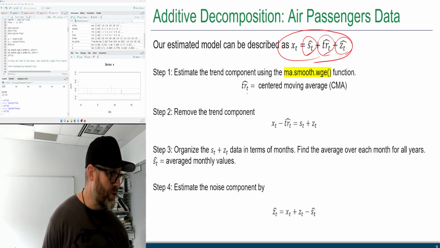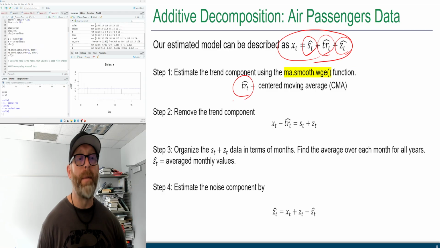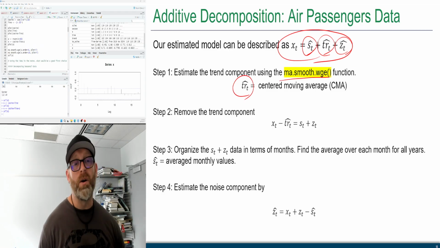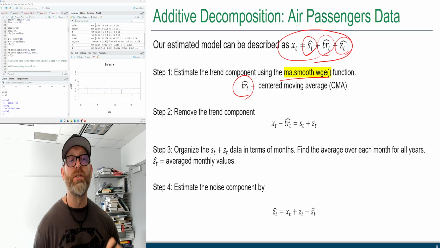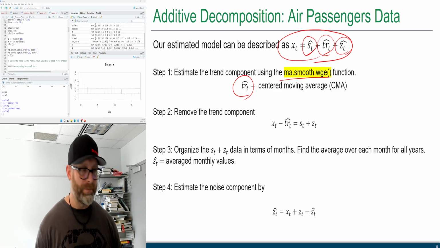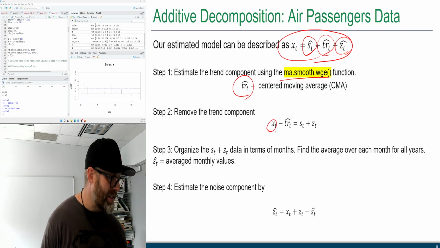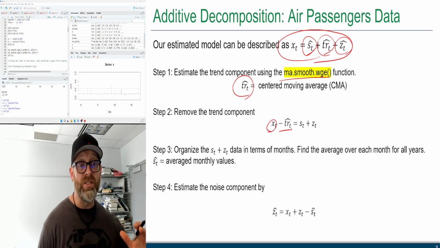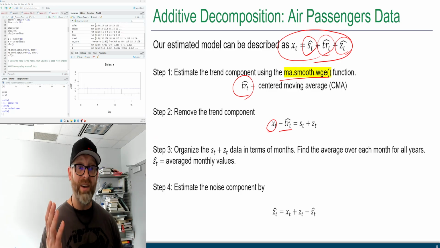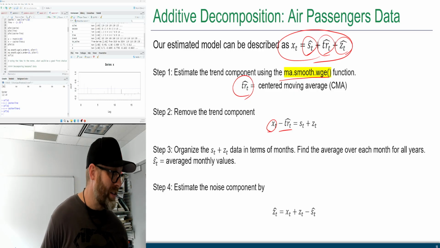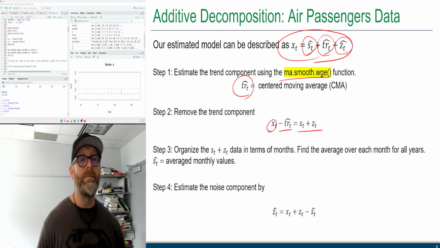The first thing I want to do is create a vector that's going to represent my trend. And I'm going to do this using the ma.smooth.wge. Picking the right order of smoother is very key in first removing that trend component. So how do I remove the trend component? Well, if x sub t is my original data series, I'm simply subtracting off the estimate of the trend. So I have my original vector, I have my approximate trend vector, I subtract those two vectors. What I'm left with is my seasonal component and my random component.